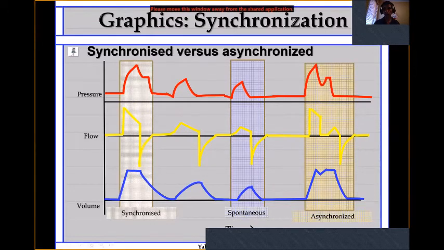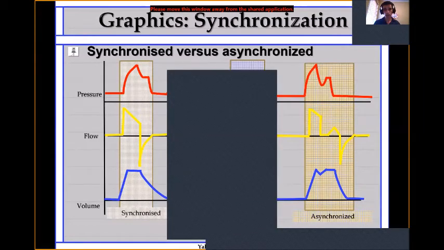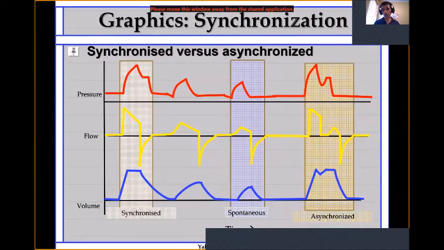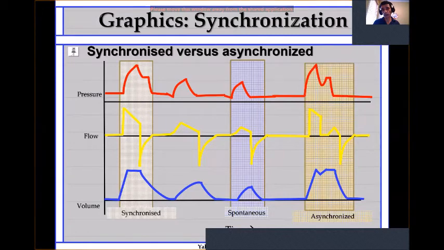So you can see here it is very synchronized. When the patient is trying to breathe, the machine gives the patient a breath. You can see this is spontaneous, not assisted. And you can see this is asynchronized. It's like a crazy machine and then a patient. So the graphics will show us whether the patient is synchronizing or not synchronizing, and what we can do if there is no synchronization.